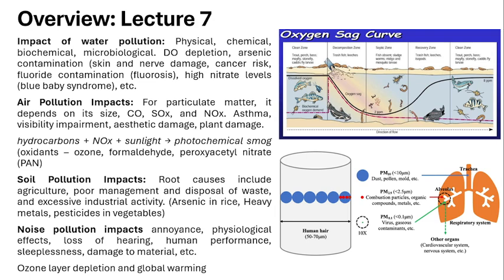Next, coming to lecture 7. Here we will be discussing the impact of pollution. If you look at water pollution, the major impacts are physical, chemical, biochemical, and microbiological. As we discussed earlier, the suspended solids present in the water will increase the TDS, total dissolved solids. So the salinity of the water, the turbidity, and also the taste and color are going to be affected by the physical contaminants.